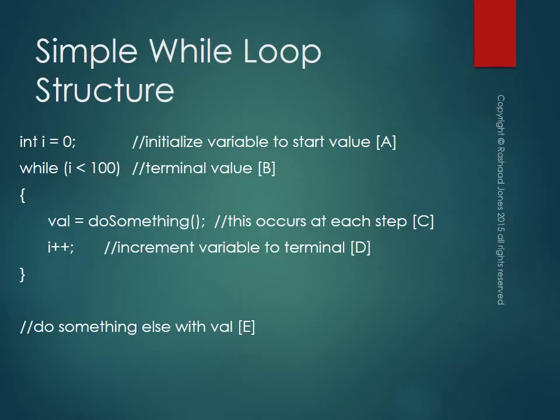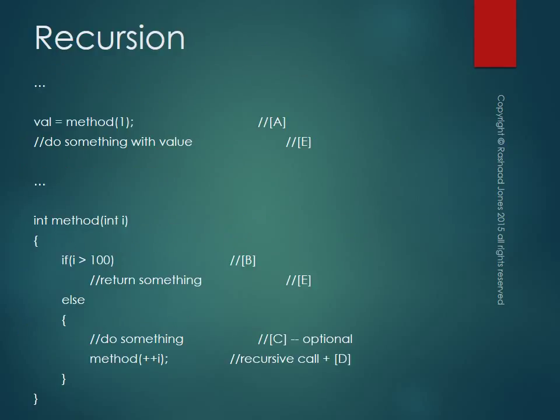But again, let's just be clear what some of the components we need. We need to have a variable that starts at a start value. Inside our while, we're going to check to see if that variable has reached a terminal value. Then we're going to do something in that while loop. If we don't do something in the while loop, then it kind of defeats the purpose of having a loop. And then we're going to increment our variable to the terminal. And then outside the while block, we will then do something with whatever was associated with what we were doing inside the while loop. So let's look at recursion.